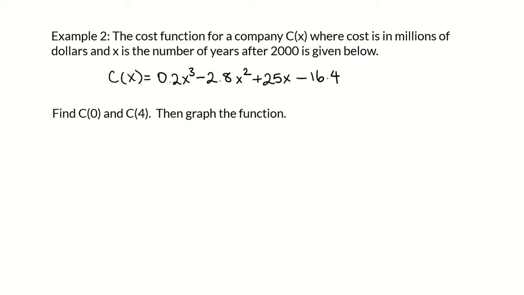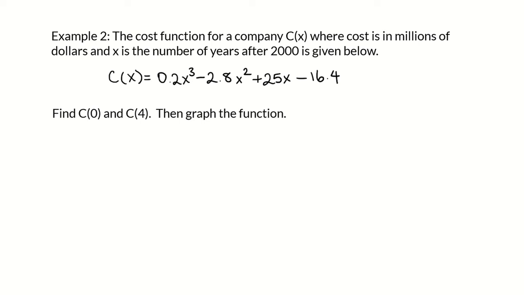Example 2. The cost function for a company, c of x, where cost is in millions of dollars and x is the number of years after 2000, is given below. C of x equals 0.2x cubed minus 2.8x squared plus 25x minus 16.4. Find c of 0 and c of 4, then graph the function.